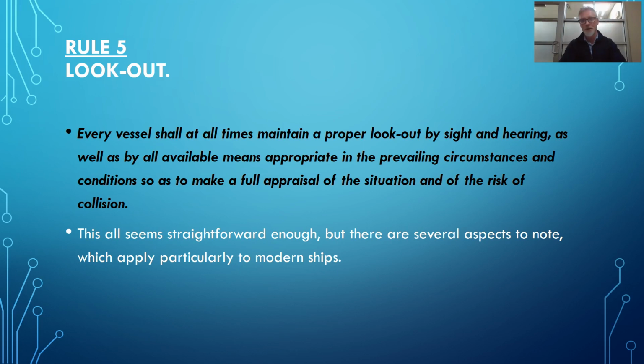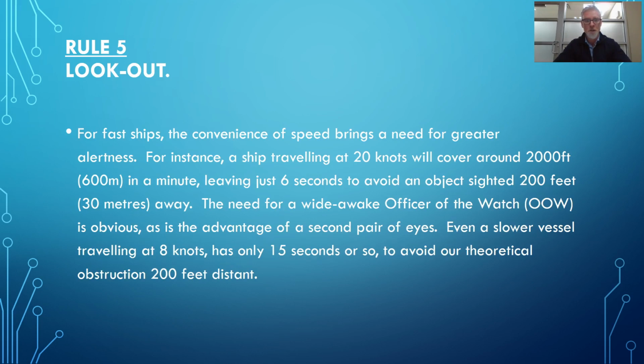So let's break it down now. What does all this mean? This all seems pretty straightforward enough, but there are several aspects to note, which apply particularly to modern ships. For fast ships, the convenience of speed brings a need for greater alertness, because all ships have different handling characteristics. One of the biggest ones is the stopping distance. For instance, a ship traveling at 20 knots will cover around 2,000 feet in a minute, leaving just 6 seconds to avoid an object sighted 200 feet away.